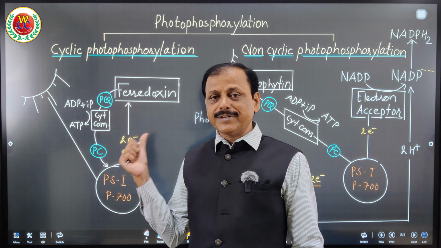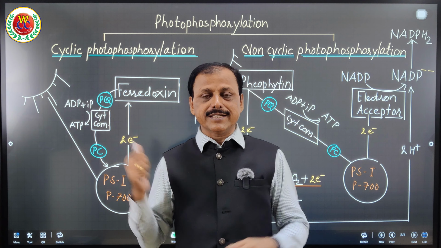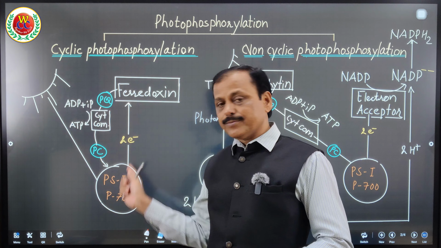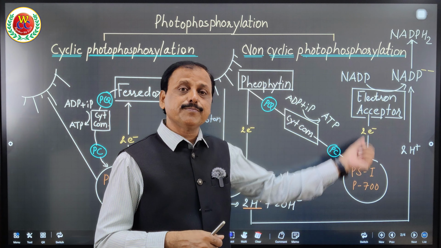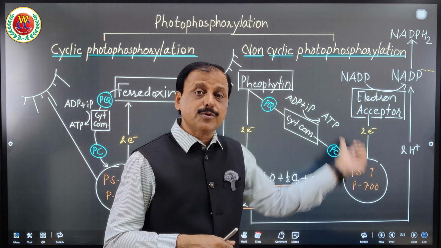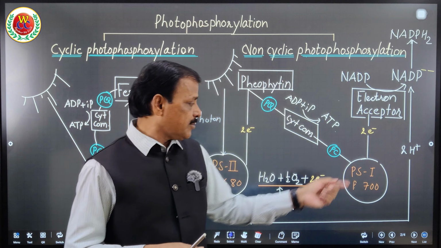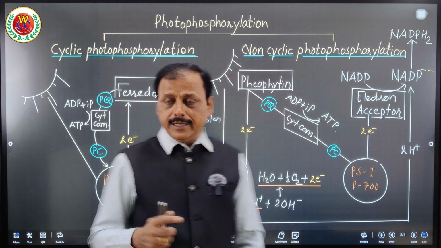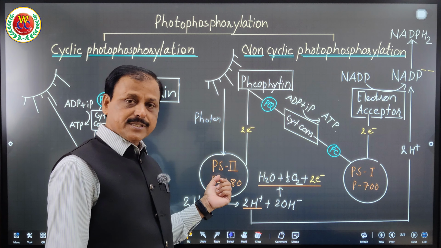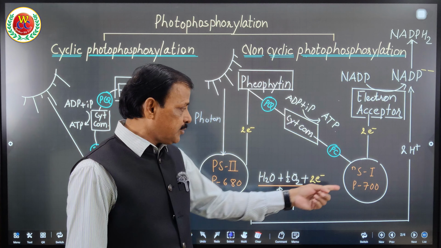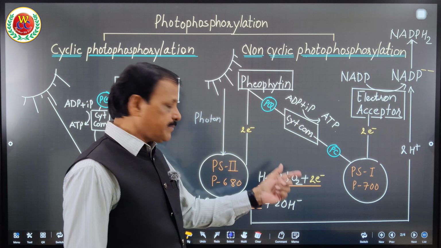As you have to give the first definition, cyclic and non-cyclic. Here, the electron released from PS1 reaches back to the PS1. It is known as cyclic. Here, the electron released from PS1 is used for reduction but does not reach back to the PS1. Hence, it is called non-cyclic. Here, PS1, that is P700, only is used. Here, two pigment systems, PS2 and PS1, both are used, and therefore, this is the major difference.